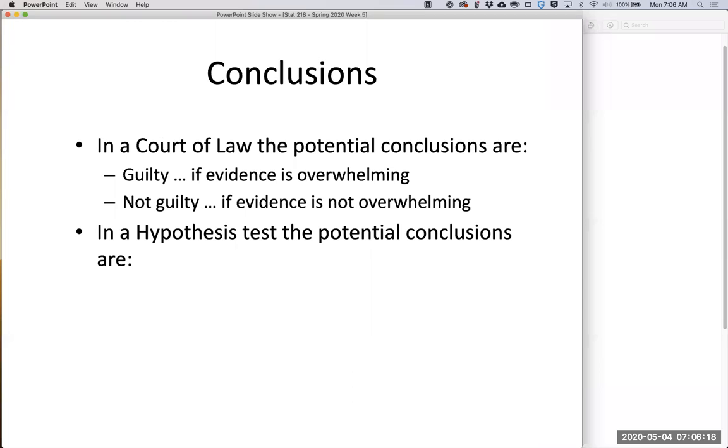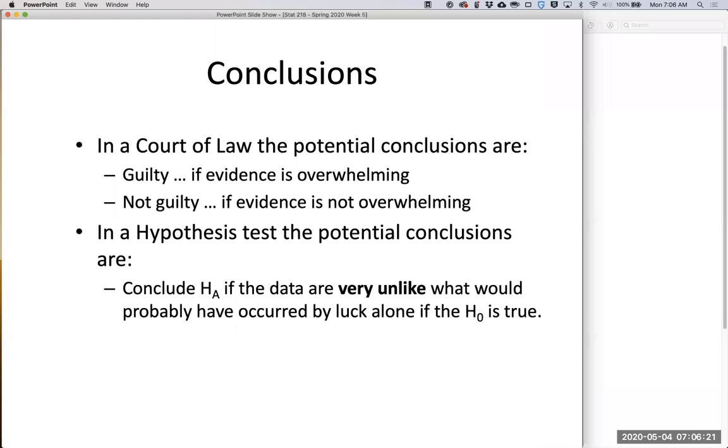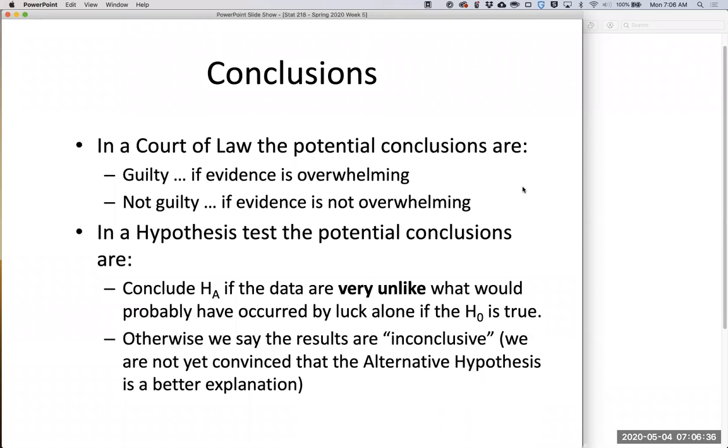So, in a hypothesis test, our potential conclusions are the alternative hypothesis, if the data are very unlike what you should have seen just by luck alone had the null been true, or else you say the results are inconclusive. You would never say the null is true. You'd say just that we cannot conclusively conclude the alternative hypothesis is superior. Okay? Again, you never conclude that the null is correct. You just say it's not clearly wrong.